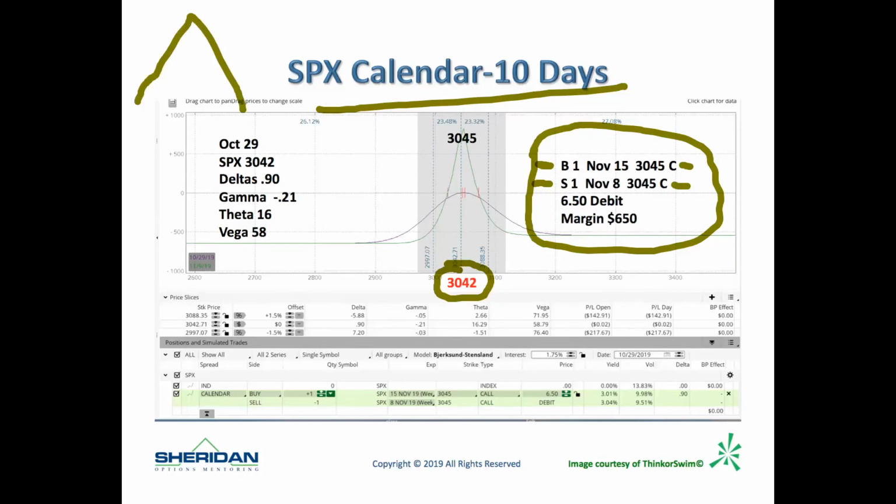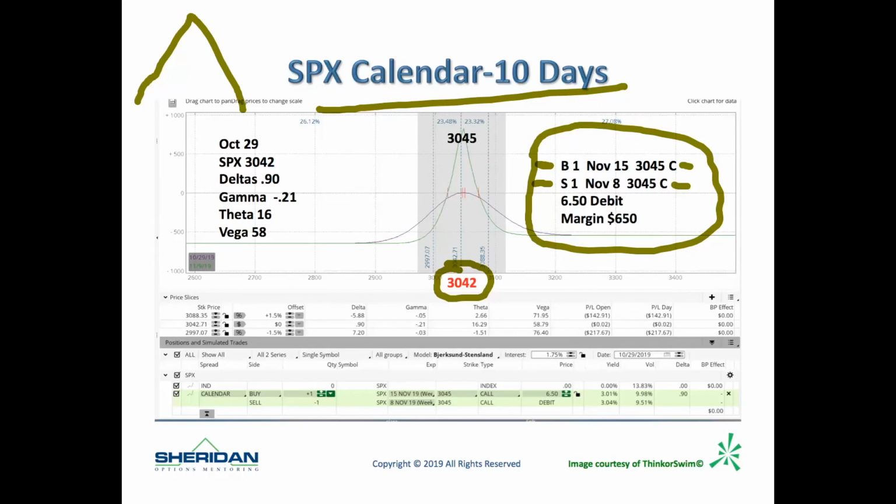It's just calendars you would favor more in a lower volatility environment, and butterflies in a higher. But between the two of those, you can trade them every week the rest of your life, if you know what you're doing. So here we're selling a November 15, 30.45 call. And here's another debit transaction, and we're buying the Nov 8, 30.45.